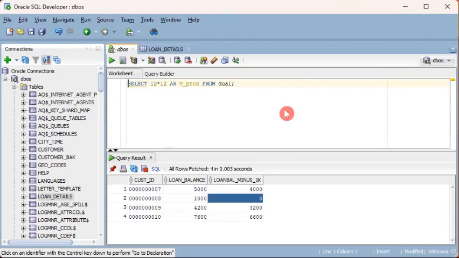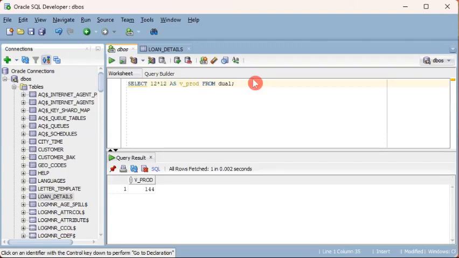Select 12 times 12. Again, the multiplication operator is not an x, but an asterisk. So it's saying 12 times 12, which is 144. And here's an alias, and then from dual. So it does the execution because of this expression, 12 times 12. It gives the result here. It's called vprod because it's an alias I've given here.